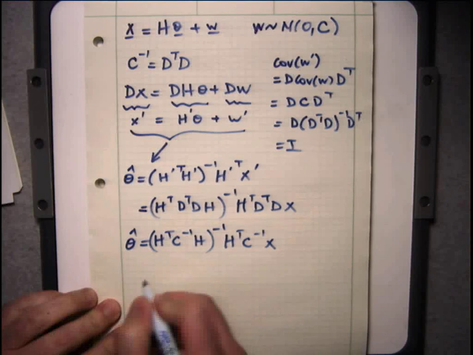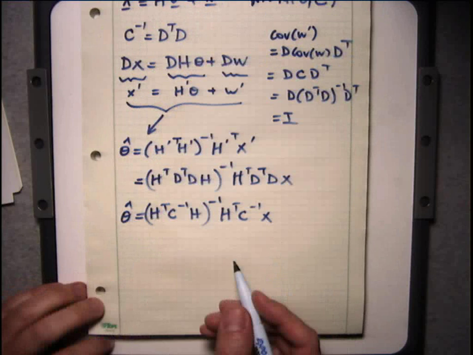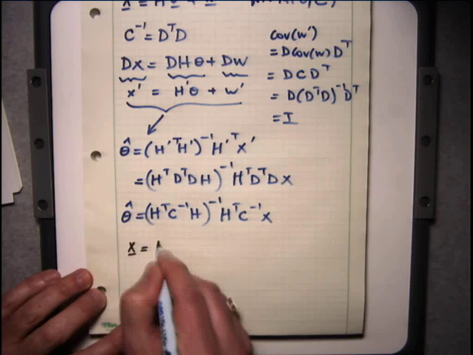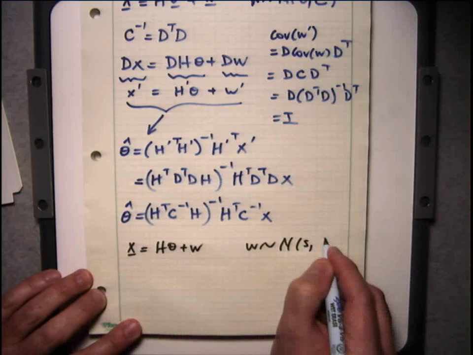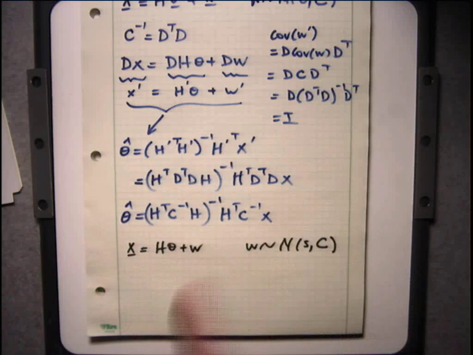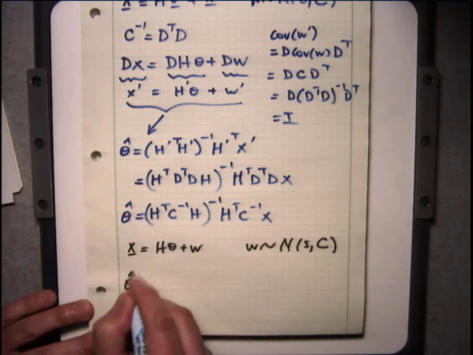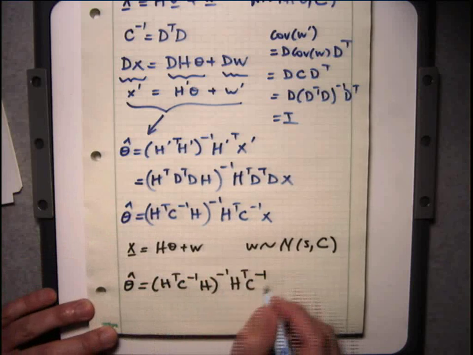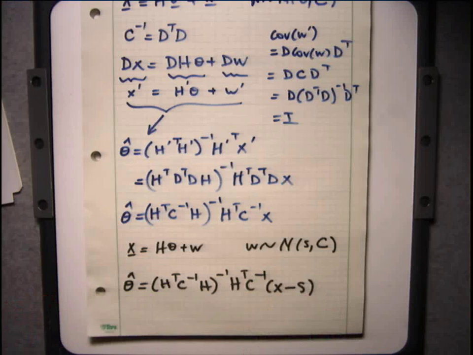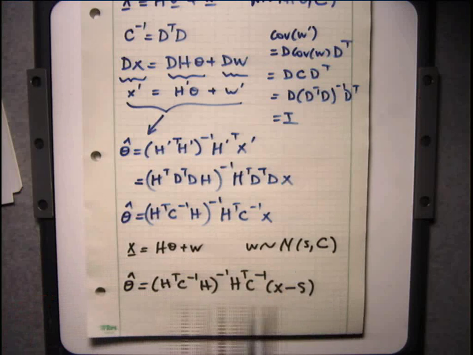So you can make this even more general. In other words, what if the noise was not zero mean? You could write X is H theta plus W, where W is Gaussian with mean s and covariance C. That's very much like this. I'm going to skip through the derivation, but what happens is theta hat is H transpose C inverse H inverse H transpose C inverse, and now instead of X, you simply do X minus s. And that's because this s can simply be written here as another constant, which you presumably know. You subtract that s from both sides, and then you just get the standard formula, which is this.